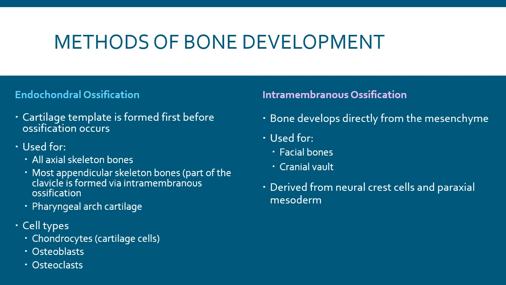There are certainly several different cell types that participate in endochondral ossification. Chondrocytes, which are cartilage cells, osteoblasts, and osteoclasts will be present. For intramembranous ossification, again, where the bone develops directly from the mesenchyme without going through a cartilage stage, that's the kind of bone formation we use for facial bones and for the cranial vault, so some of the structures of the skull, and again a part of the clavicle. In this case, the bone is derived from the neural crest cells in the paraxial mesoderm.